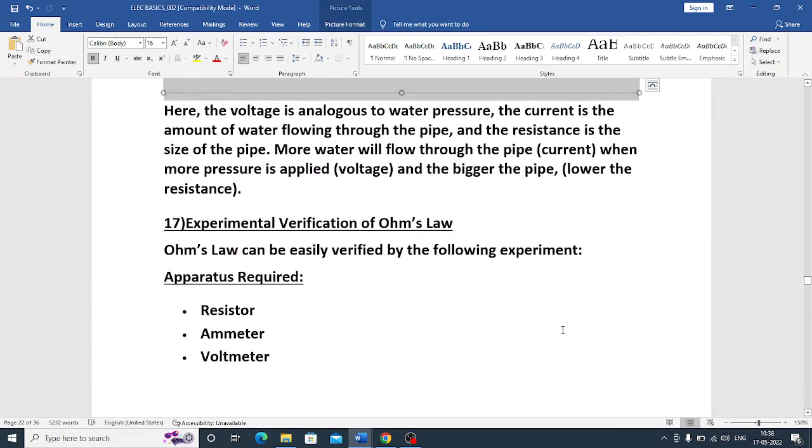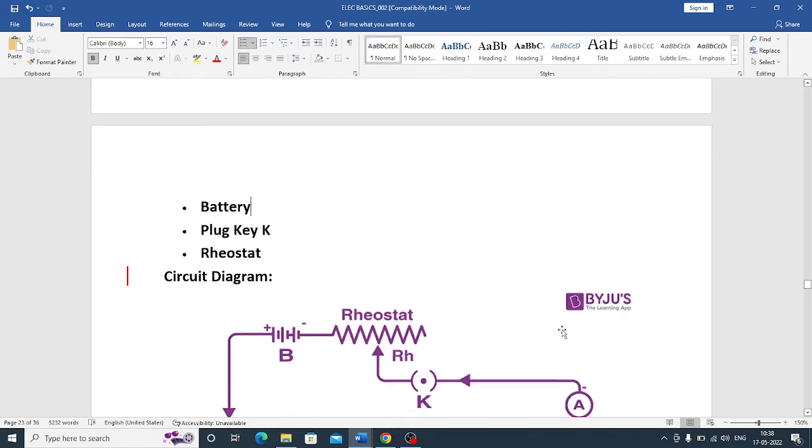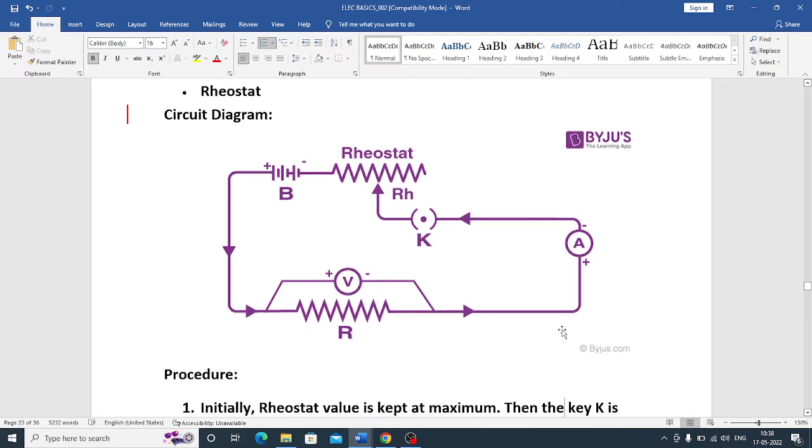So Ohm's law experiment, you have done this in the class. So you have a battery here, B, then you have a variable rheostat to vary the current, and a fixed resistance R, rheostat RH, and then a switch or plug key K. A voltmeter and an ammeter are placed across and in series in the circuit.